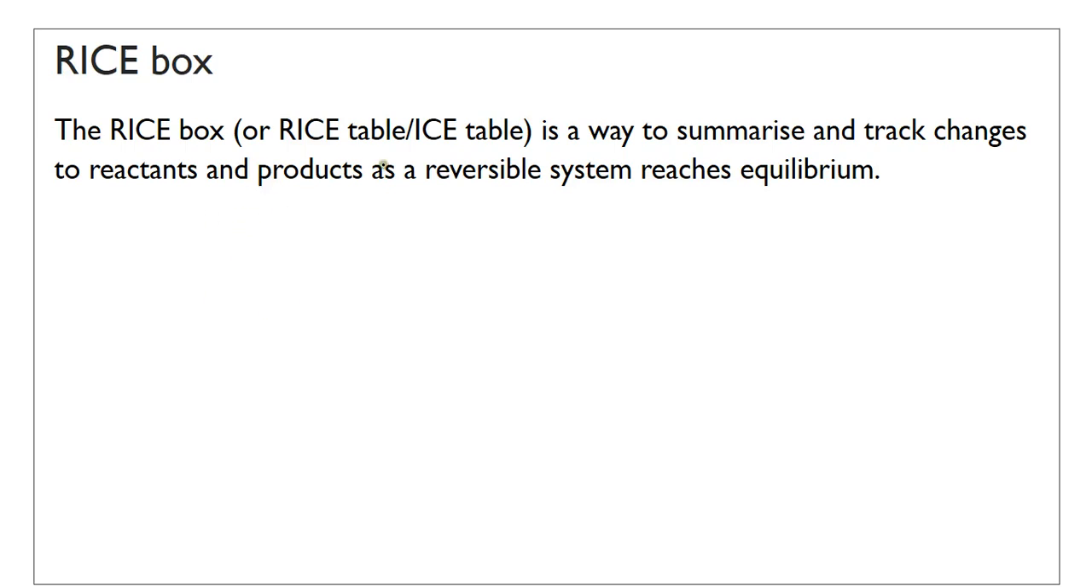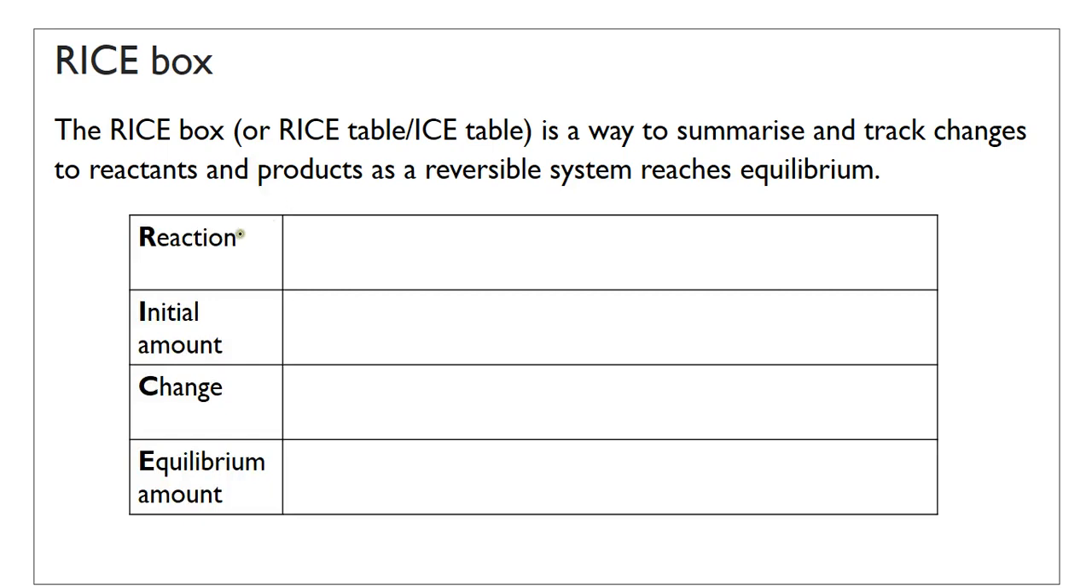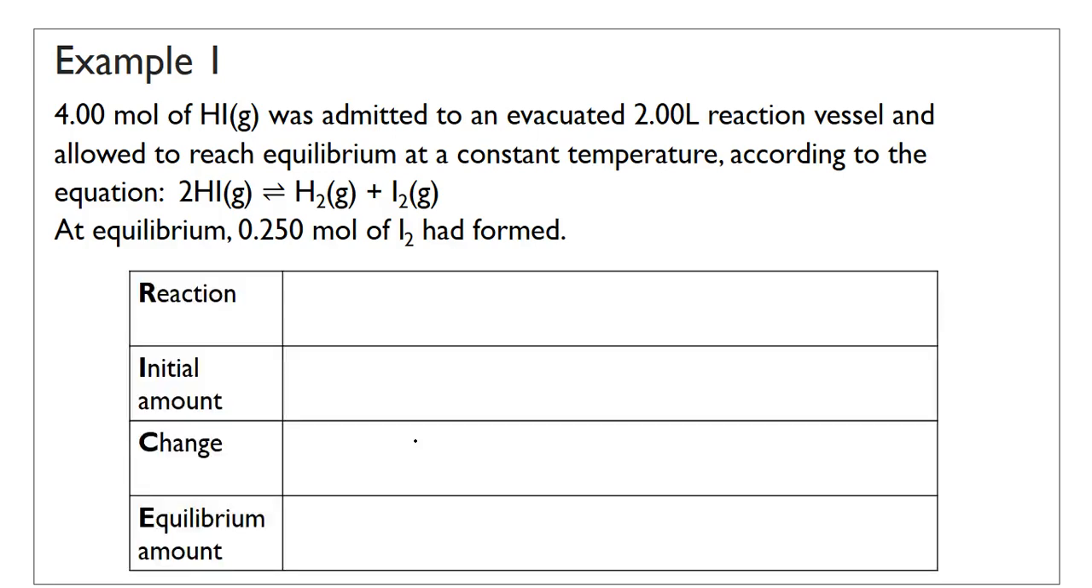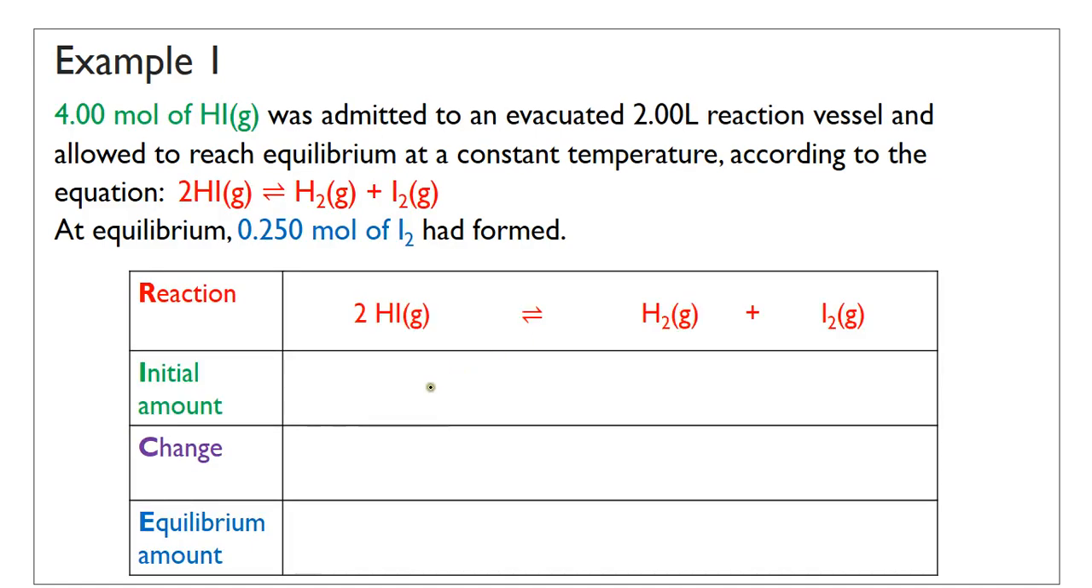Essentially, the Ricebox is sometimes called a rice table or ice table, which is the old name. It is a way to summarize and track changes to reactants and products in a reversible system as it reaches equilibrium. So essentially it is a table or box, and RICE stands for reaction, initial amount, change, and equilibrium amount. So 4 letters. Let's just go back to this question and see how we can fill the Ricebox with the information given in the question. The first thing is the reaction. So the reaction is 2HI going to hydrogen and iodine. You can just copy the reaction as it is into the reaction row.